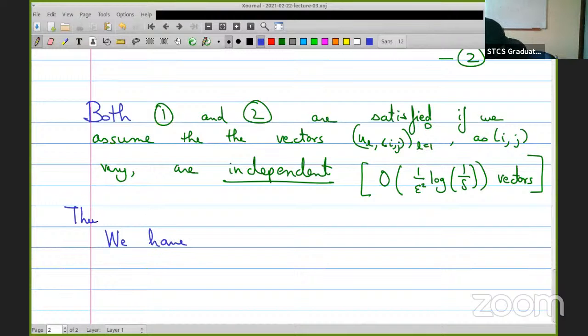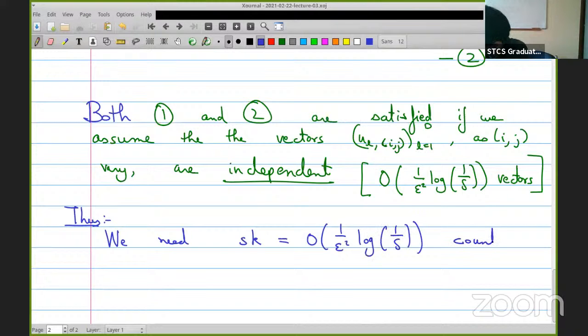So the storage requirement is s times k, which is O of 1 over epsilon square log 1 over delta counters. So no dependence upon d at all, so far. So that is some storage, right?